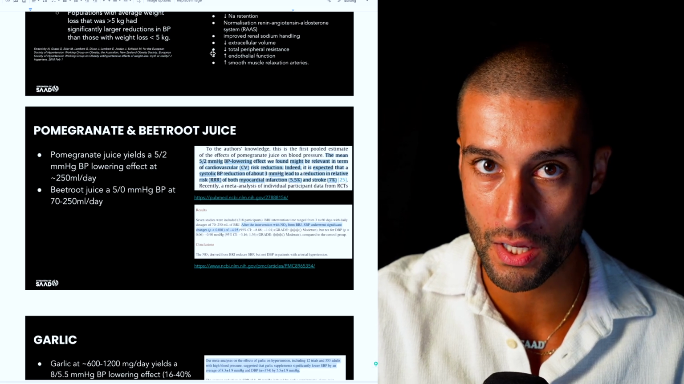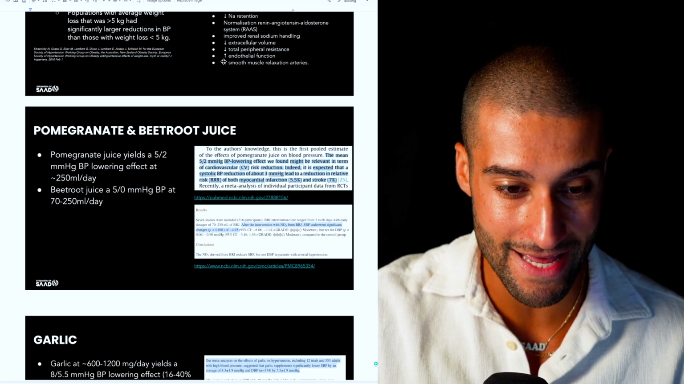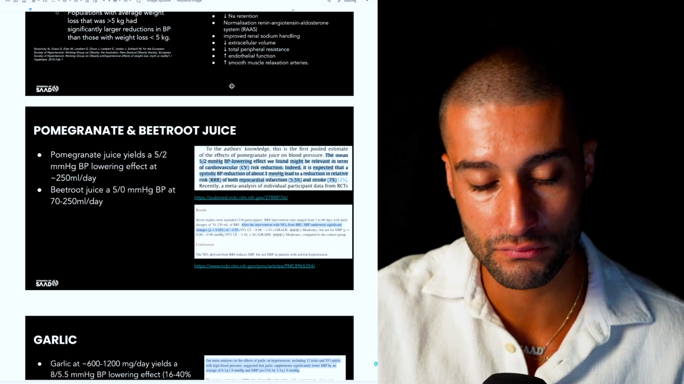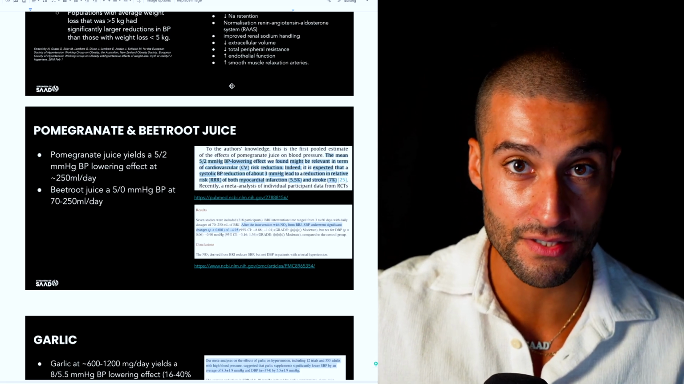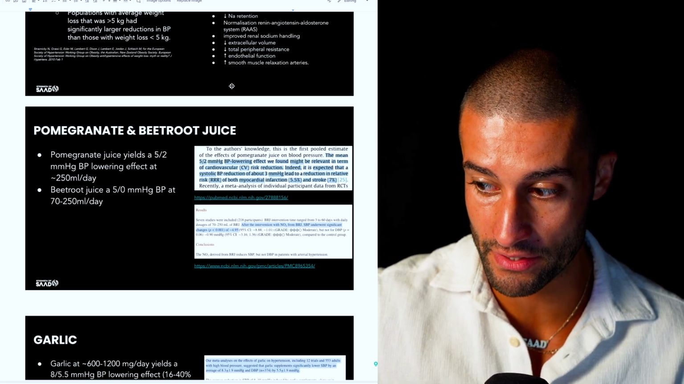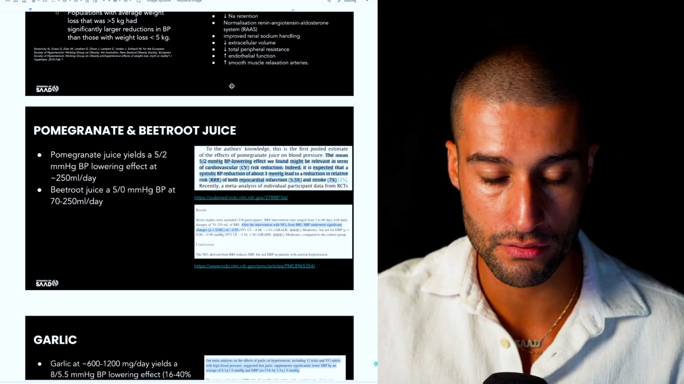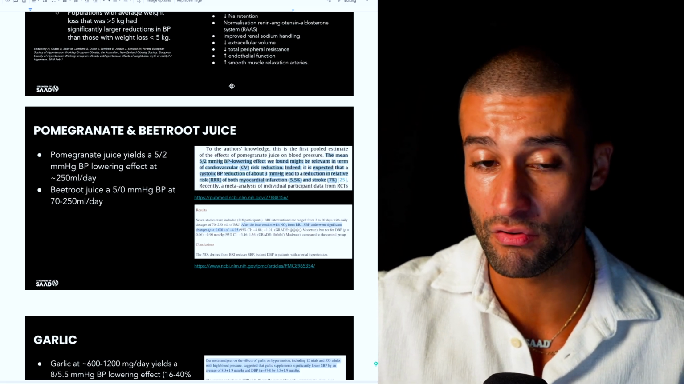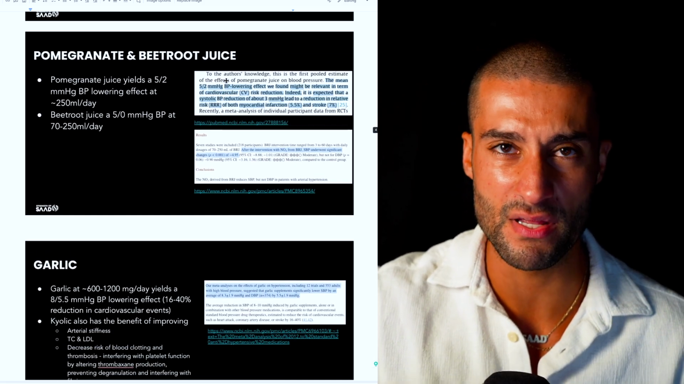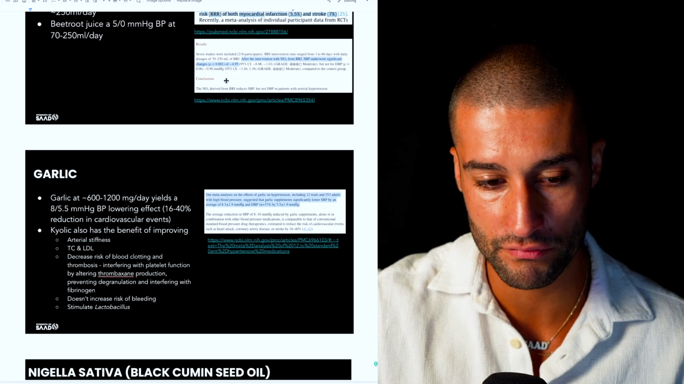You could start with a cup, 250 mils a day, particularly before training or before sex even. And the need for things like your Viagra, I don't know if you use it, but if you do, the need for it may actually go down. But for your heart and vascular health, very important.